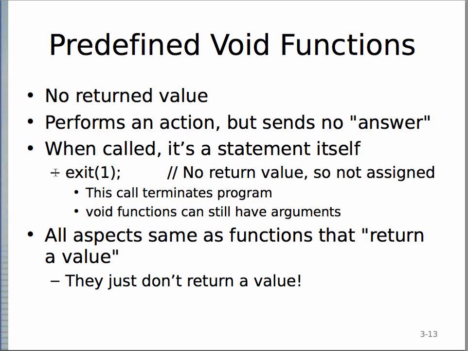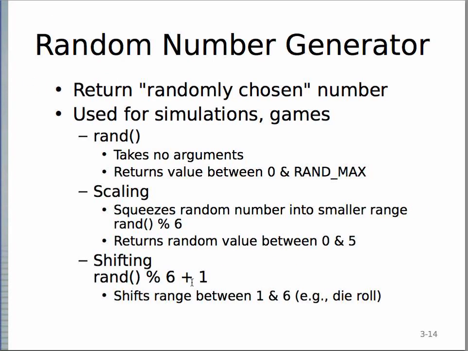Functions that do not return anything can still take arguments, and so those things are not related really. So it is possible to have a void function without any arguments or with arguments, either way. So all aspects are the same as functions that return a value, just that they happen to not return a value. Void functions don't return anything.